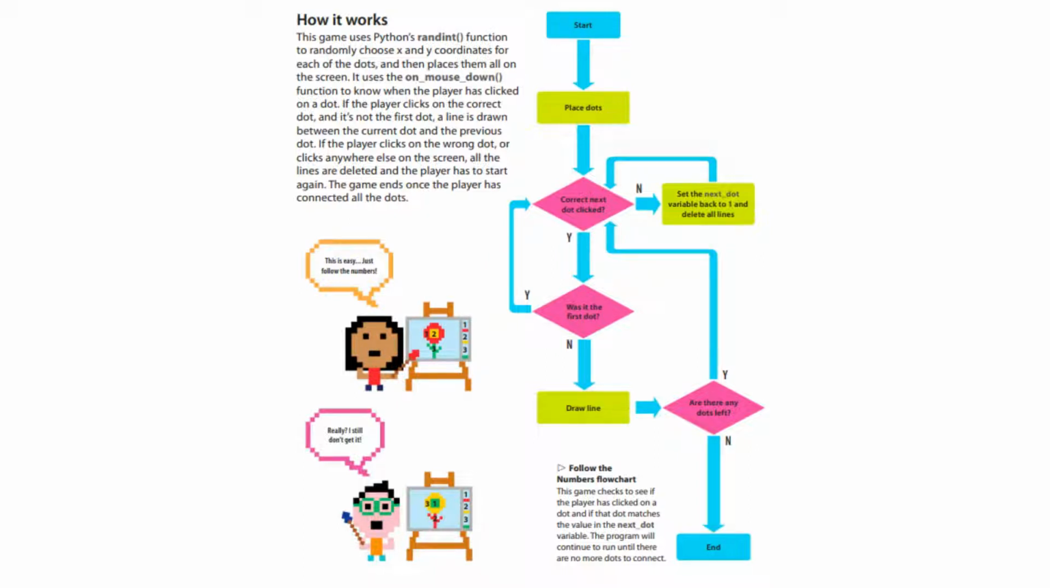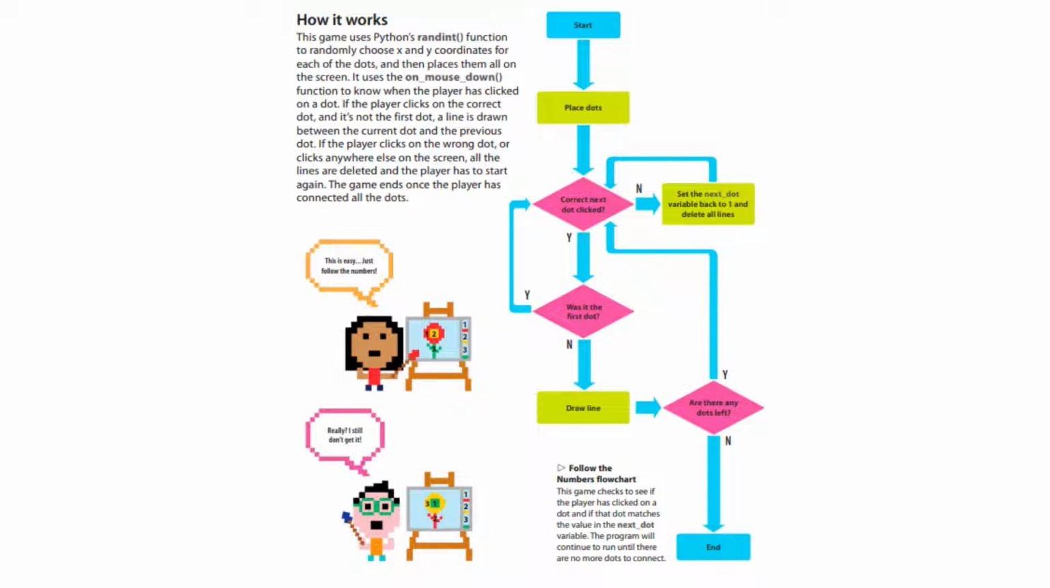Follow the Numbers flowchart. This game checks to see if the player has clicked on a dot and if that dot matches the value in the next dot variable. The program will continue to run until there are no more dots to connect. So the flowchart is: start, then place dots, then correct next dot clicked?